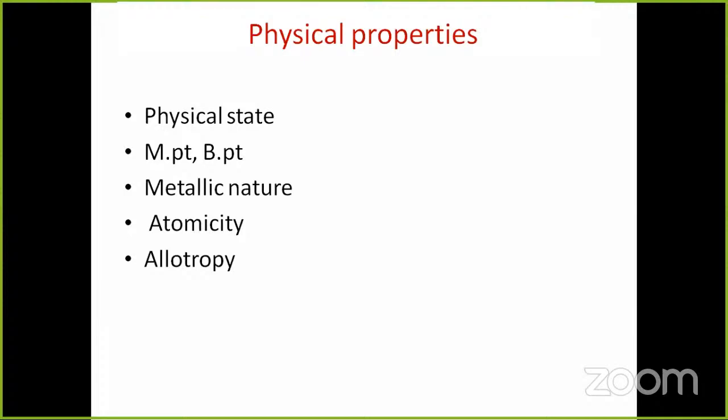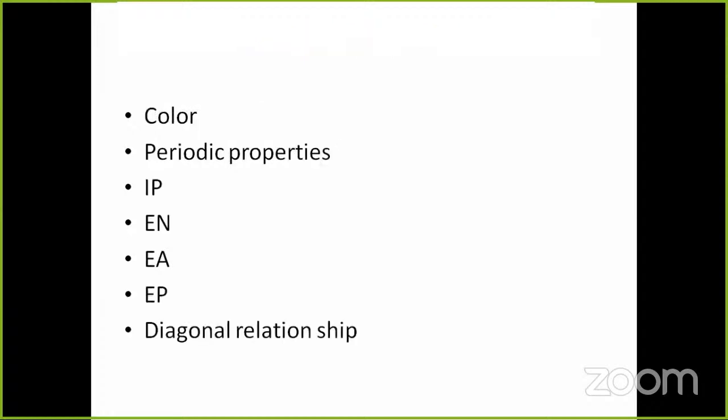The physical state, melting and boiling point, metallic nature, atomicity, and allotropy come under physical properties. In any group from 3rd to 8th, you have to follow these 4 physical properties. Now come to chemical properties or periodic properties. It's not a chemical property; it is also a kind of physical property. Color: some elements exhibit colors. For example, halogens, fluorine, chlorine, bromine, iodine exhibit different colors: yellow, yellow-green, reddish, and iodine is violet.